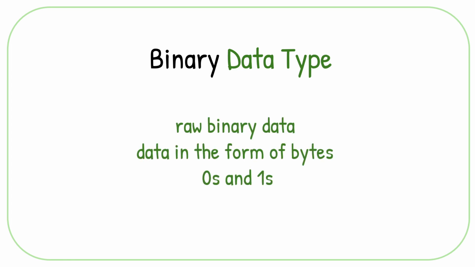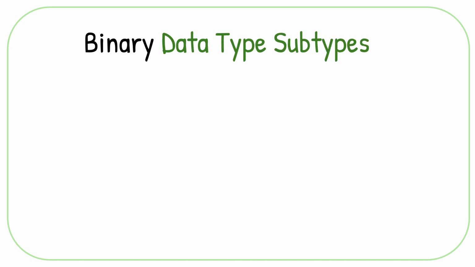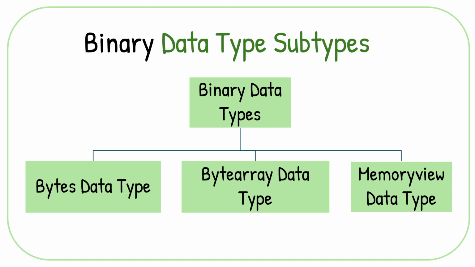Now, we will be looking at the binary data types. In Python, binary data types are used to store and work with raw binary data. That is, data in the form of bytes, zeros and ones, instead of regular text or numbers. There are mainly three subtypes under this. Those are bytes data type, bytearray data type, and memoryview data type.